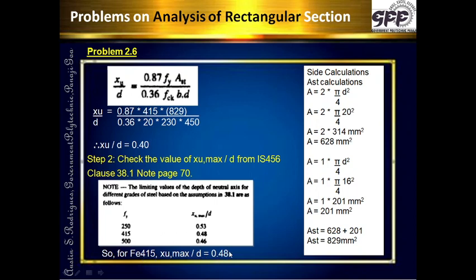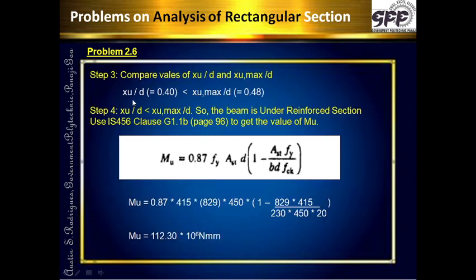So now over here Xu max by D is 0.48 and Xu by D is 0.40. So Xu by D, the actual depth of neutral axis to the effective depth, is lesser than Xu max by D. Xu by D 0.40 is less than Xu max by D, which is 0.48. So in step number 4 we understand that the beam is an under-reinforced section.